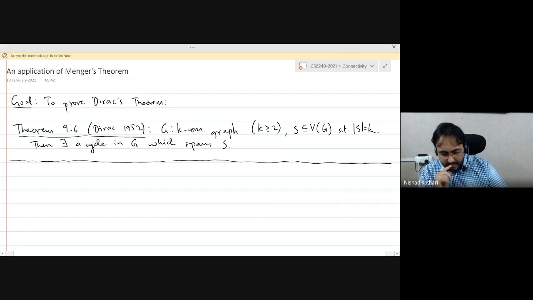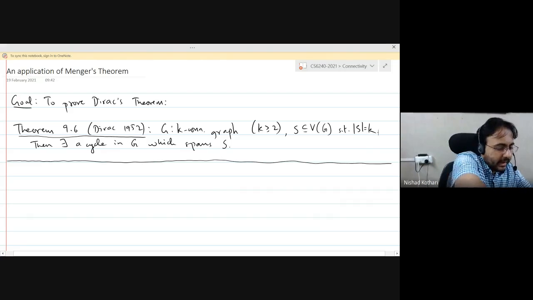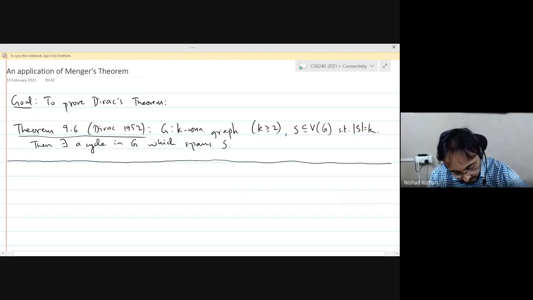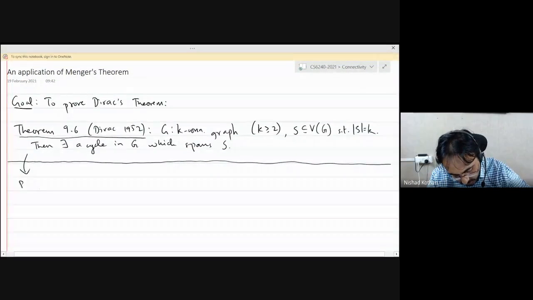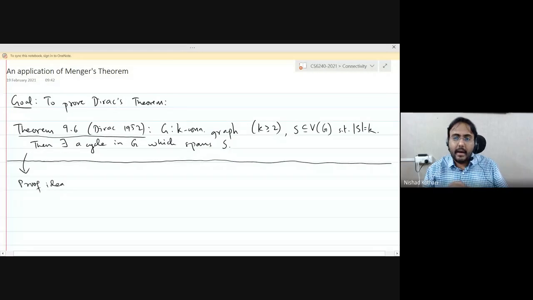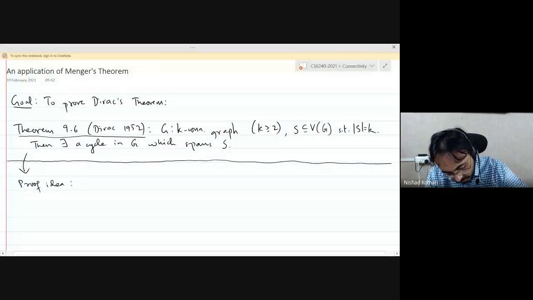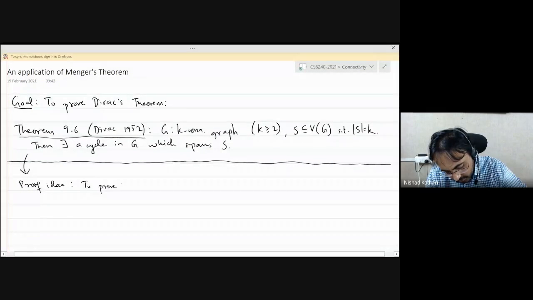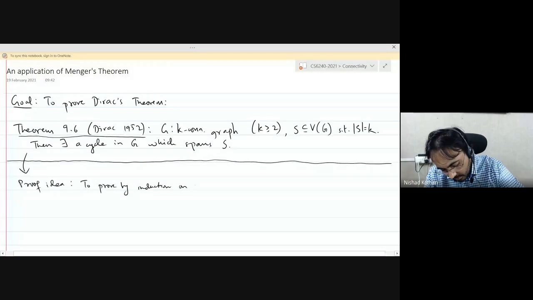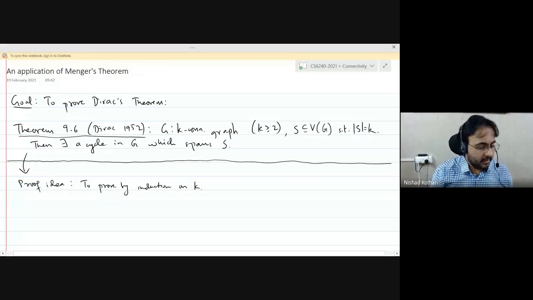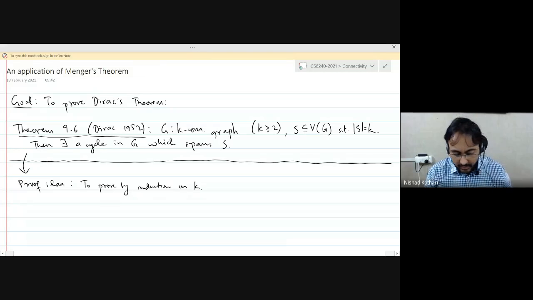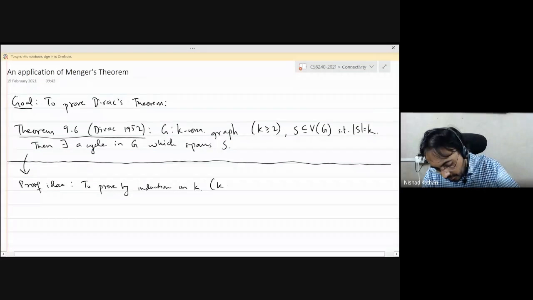Okay, good. So the proof idea, I'm going to do it slightly non-linearly. So the proof idea is to go ahead by induction on k, because every k-connected graph is k minus 1 connected, right? And already it's true for k equal to 2, right? K equal to 2 holds by definition.